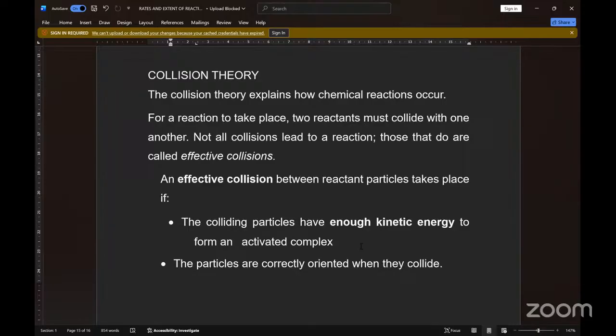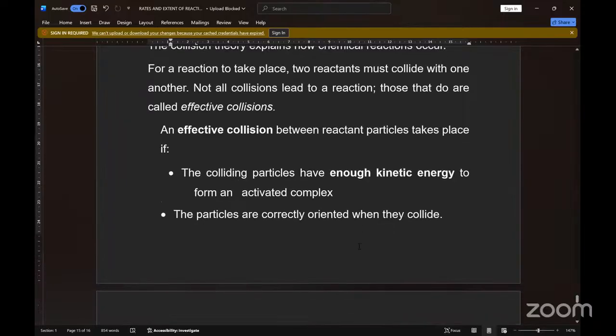Now, for a collision to be effective, two conditions must be met. One is that the colliding particles must have sufficient energy. In other words, the energy they have must be equal to or greater than the activation energy. So they must bump into each other with a lot of energy. The second one is that they must have a proper orientation. Orientation means direction. Let me explain this shortly.